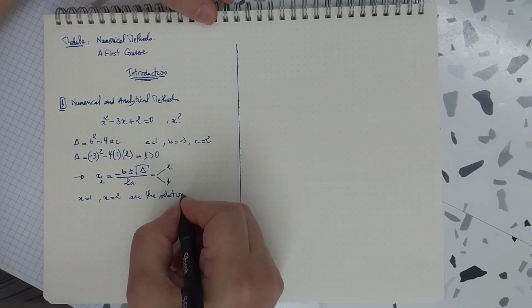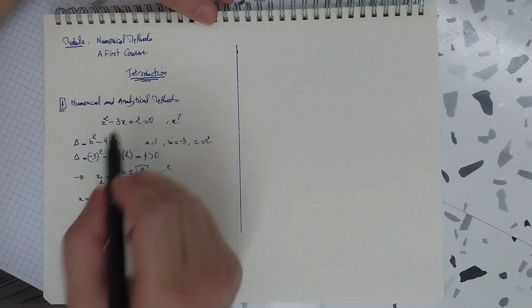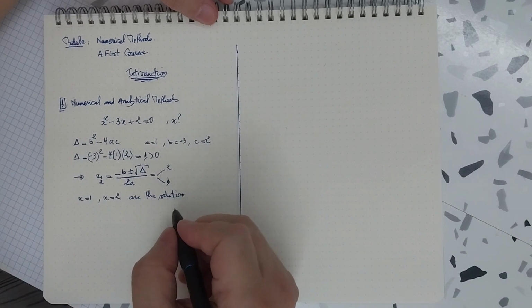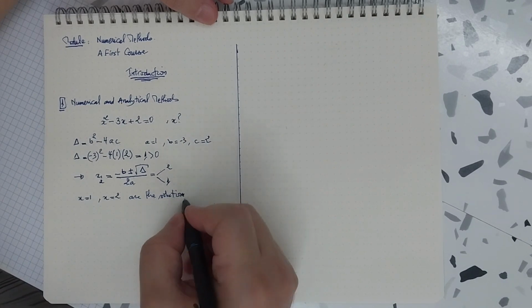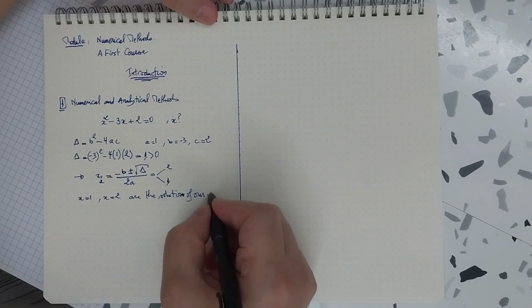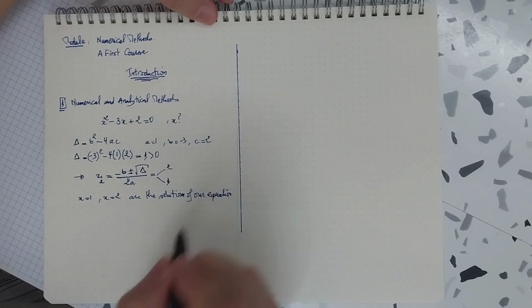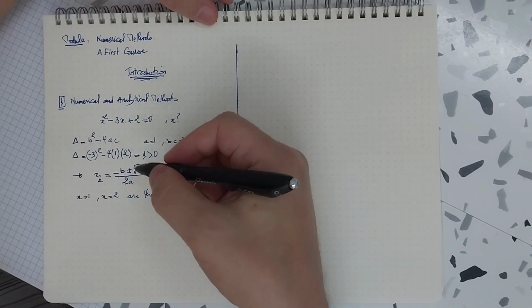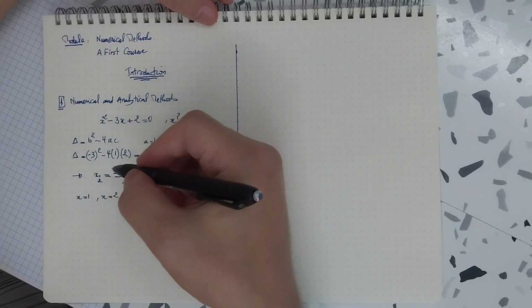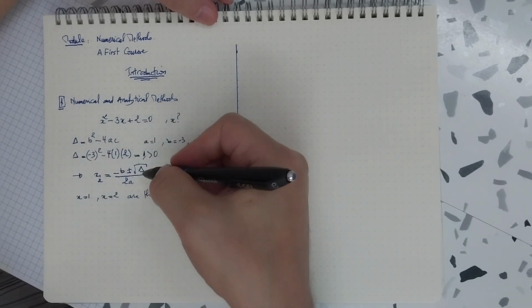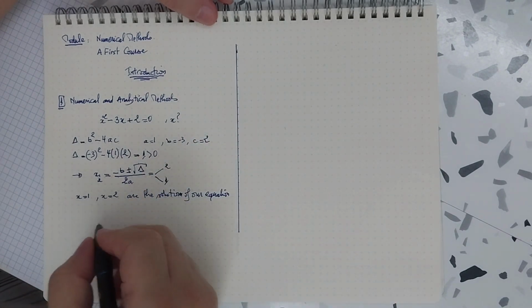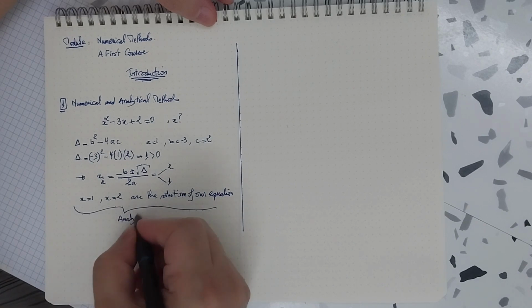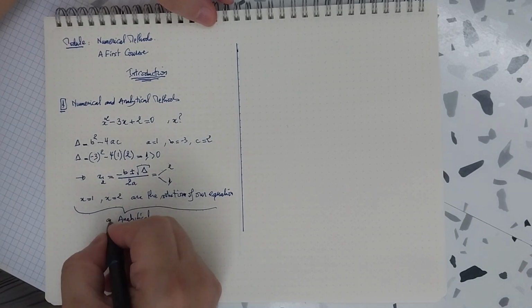of our polynomial equation, second order polynomial equation. Okay, this is analytical mathematics. We manipulate a formula. The solution is expressed in the form of a formula. This is an analytical method.